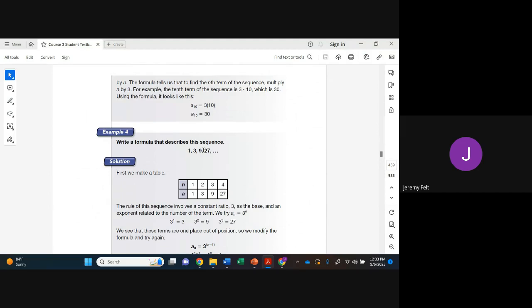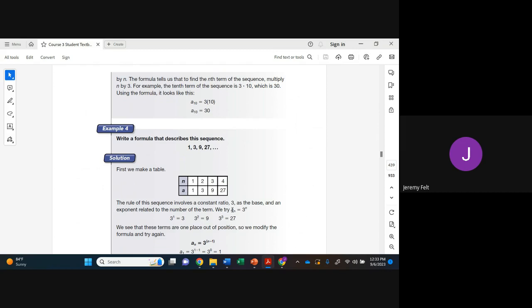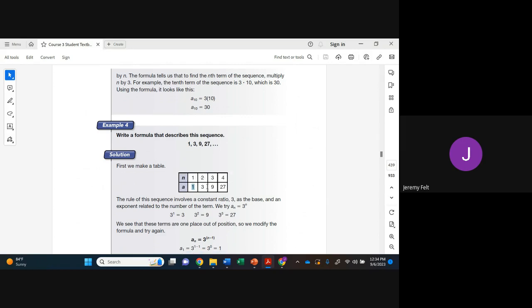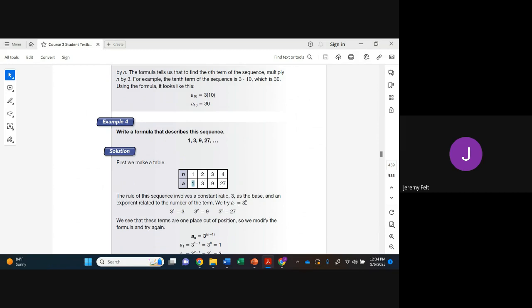1, 3, 9, 27. As we said, a of n equals 3n? Well, 3 to the power of 1 is not 1, it's 3. So for this one, it's 3 to the power of 0, 3 to the power of 1, 3 to the power of 2, 3 to the power of 3. So what we do is a of n equals 3 to the power of n minus 1.